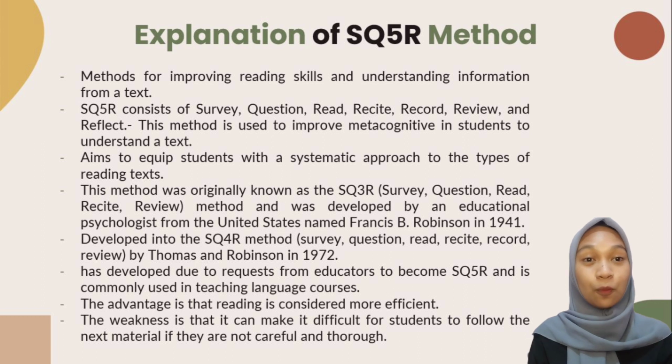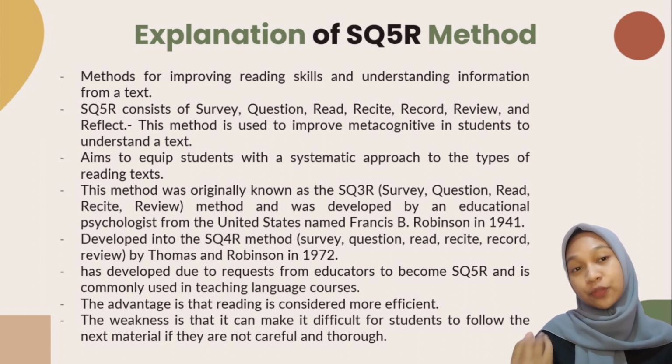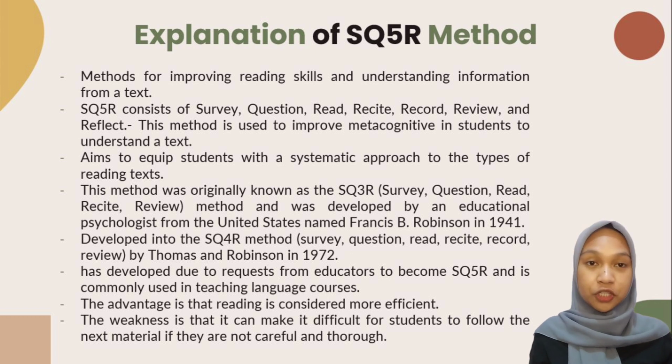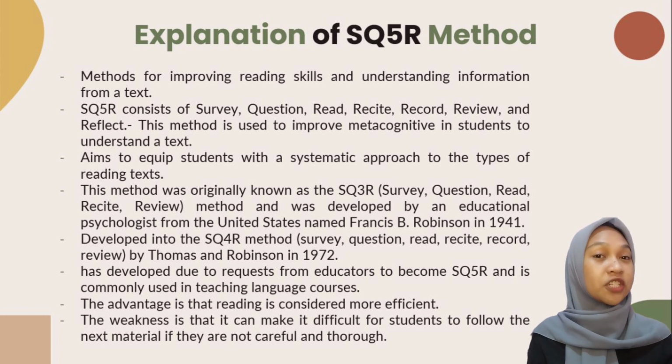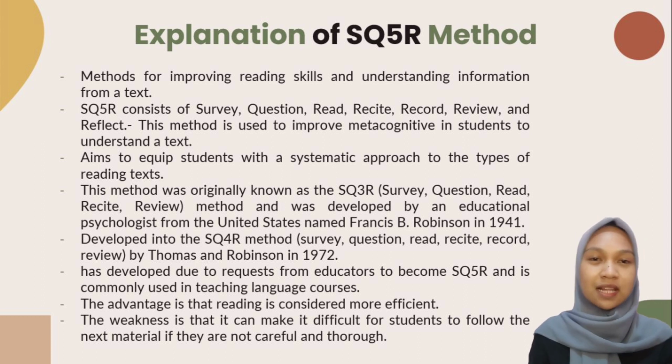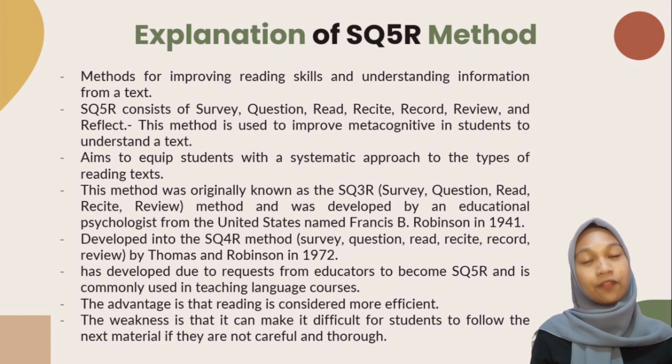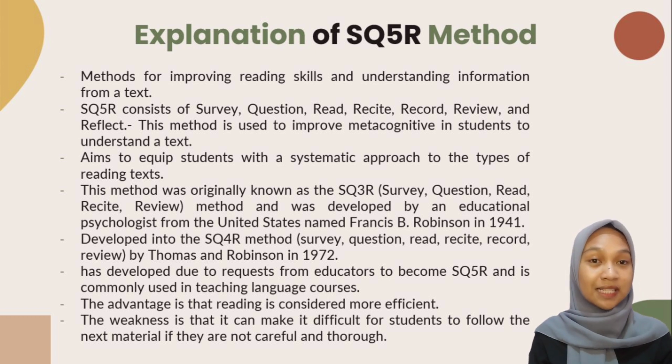This method was originally known as the SQ3R method: survey, question, read, recite, review, and was developed by an educational psychologist from the United States named Francis B. Robinson in 1941. However, for several reasons, the SQ3R method was finally developed by Thomas and Robinson in 1972 to become the SQ4R method: survey, question, read, recite, record, and review.